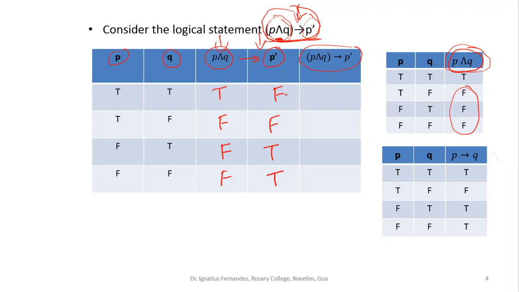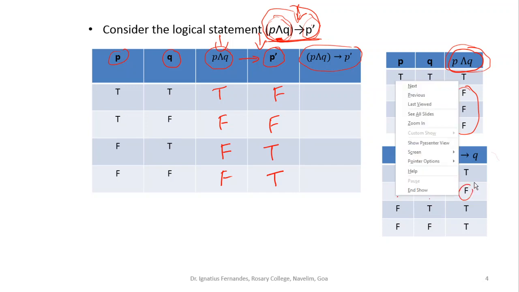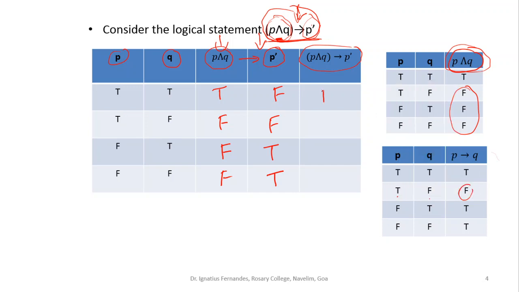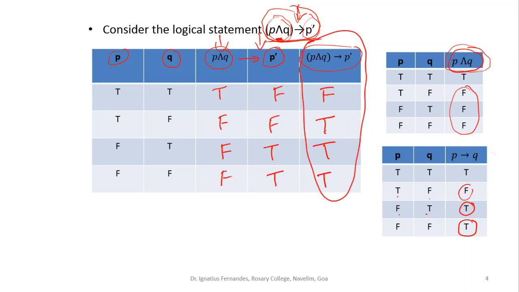For T and F it is F, so I write F here. For F and F it is T, so I write T here. For F and T it is T, so I write T here. And for F and T again it is T. So these are the truth values for this statement. And this is the truth table for the statement that we were trying to write down.